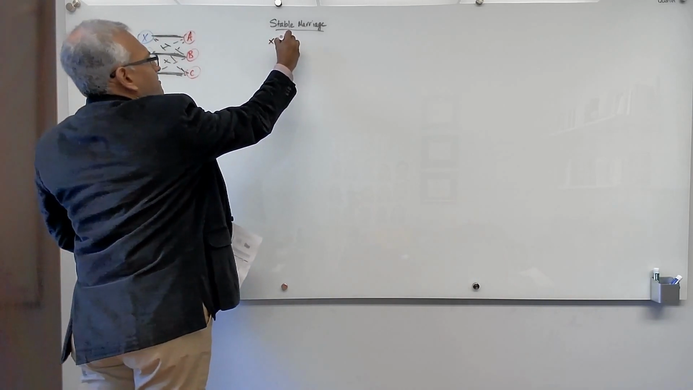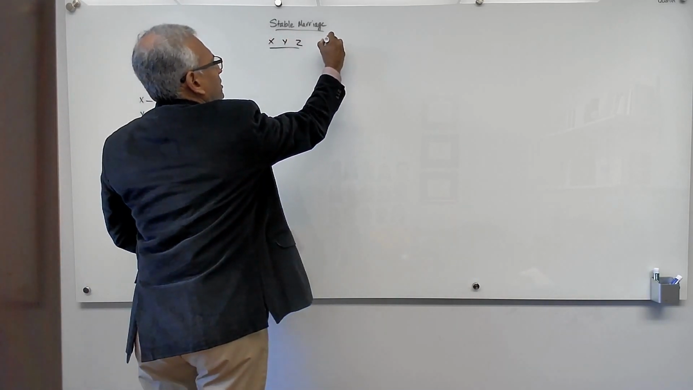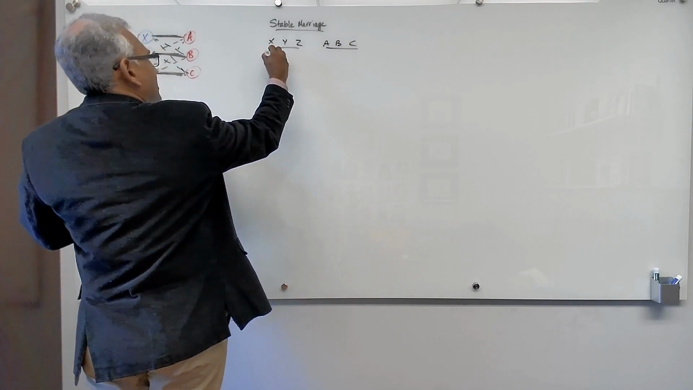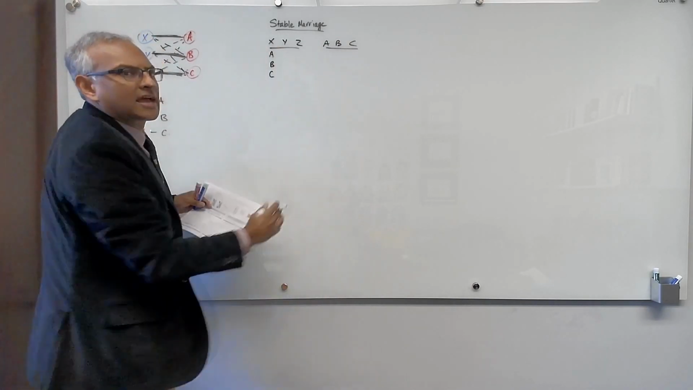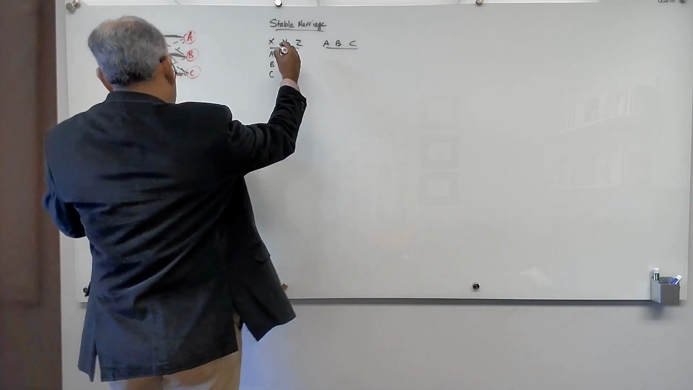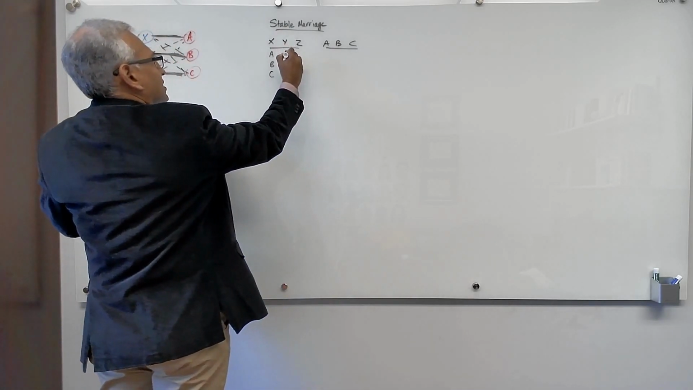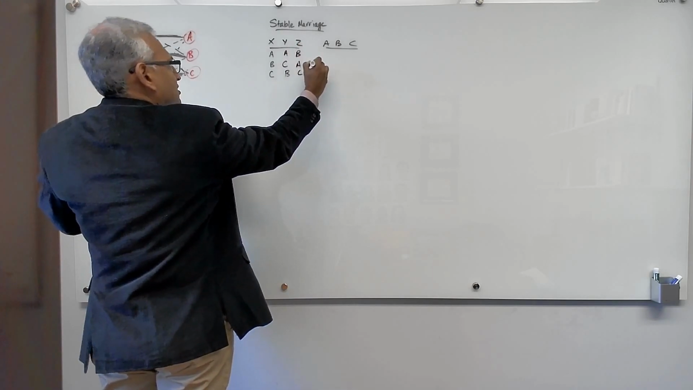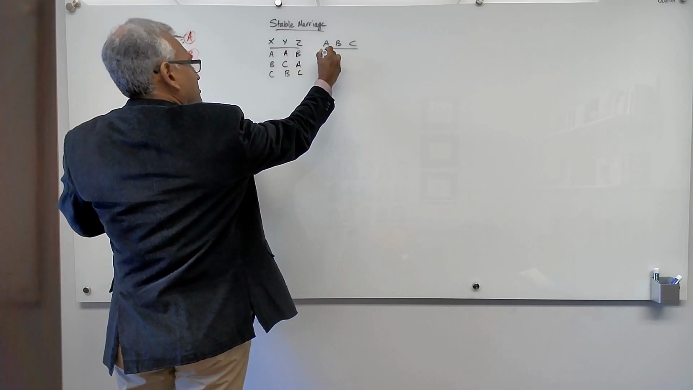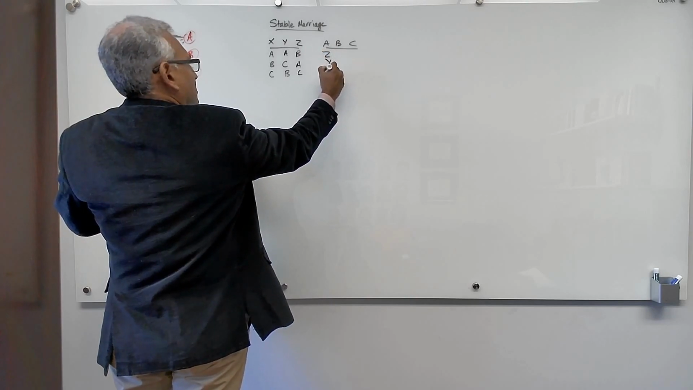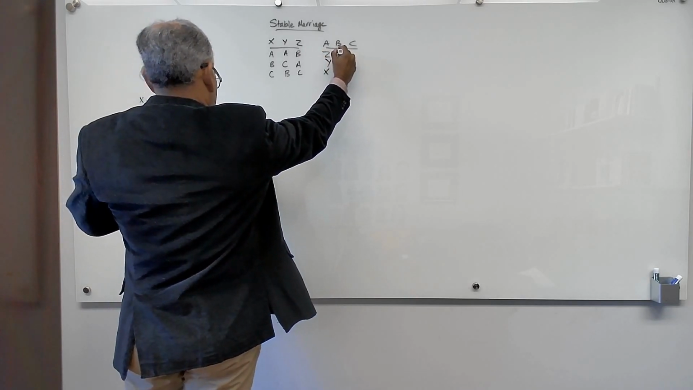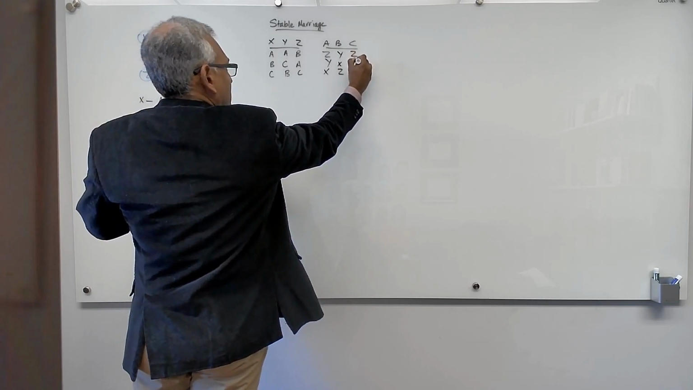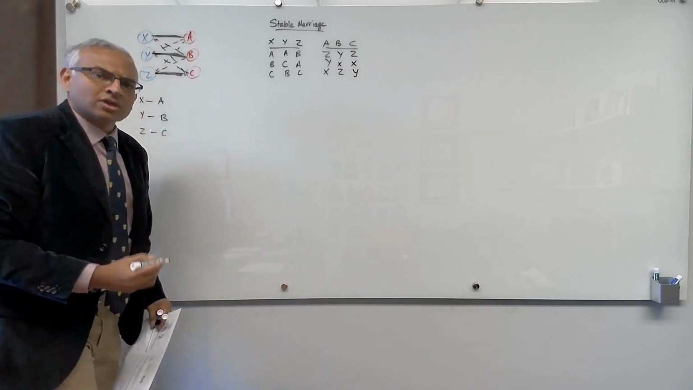So our boys and our girls have preference lists. X likes A, then B, then C, in that order. Similarly, everyone has a preference list. Y likes A, then C, then B. Z likes B, then A, then C. And similarly, A likes Z, then Y, then X. B likes Y, then X, then Z. C likes Z, then X, then Y. So everyone has a preference list.